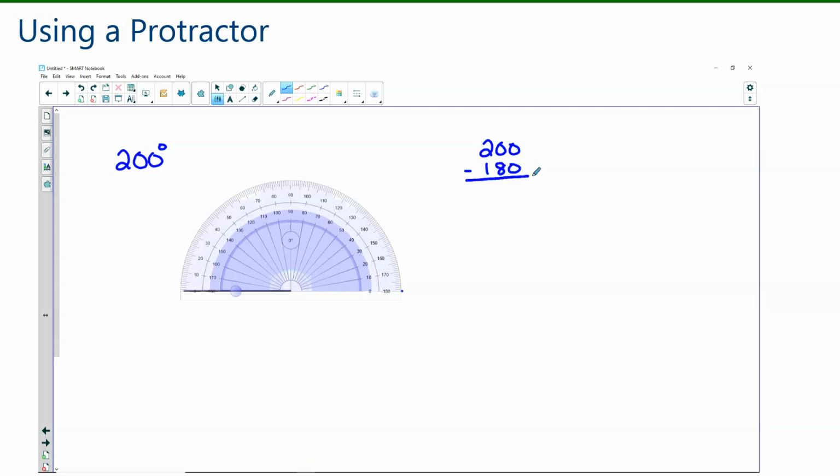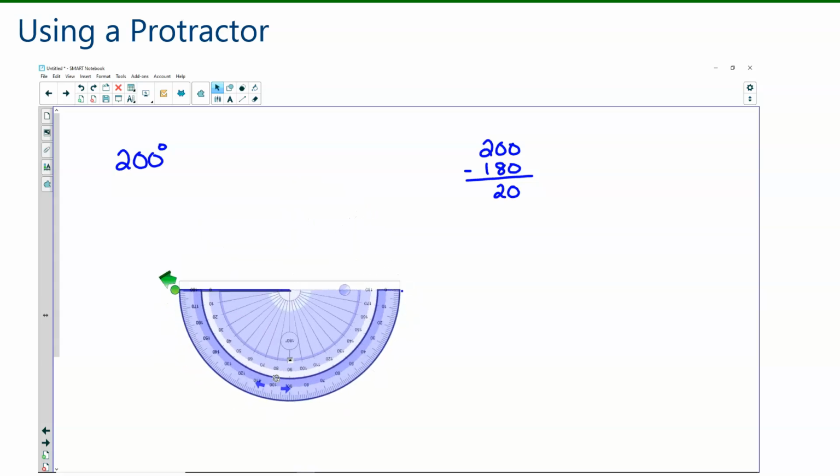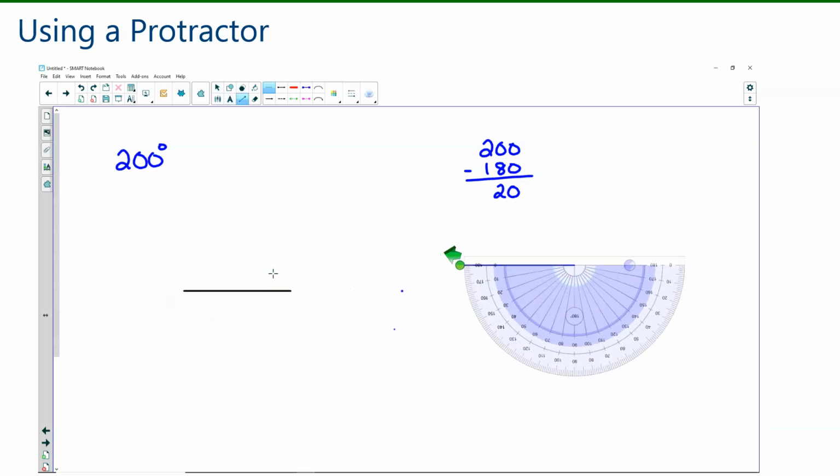So let's subtract 180 from 200, which is 20. So I already did 180 degrees. I need to go 20 degrees more. So let me spin my protractor around. So you see zeros here. If I go another 20 degrees, I'll mark my point right here. So that is the point that I'm going to connect with the line.